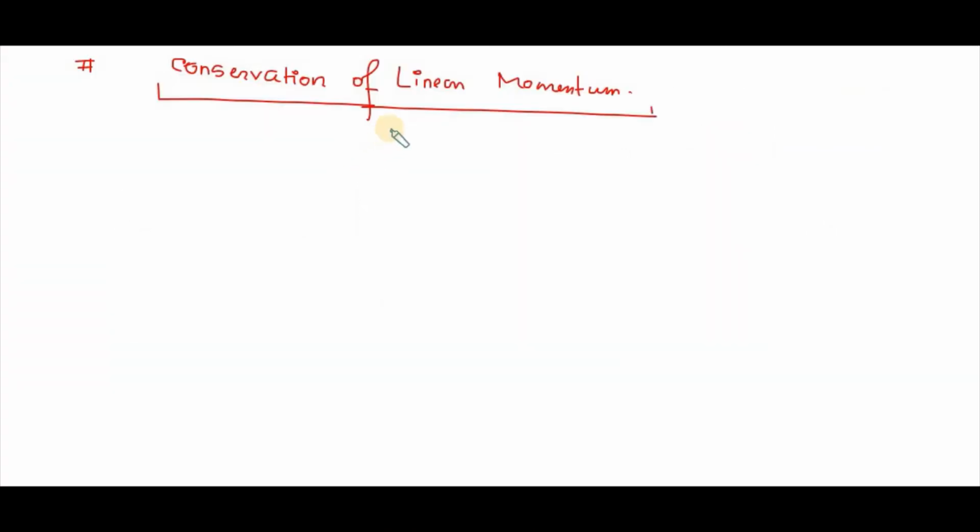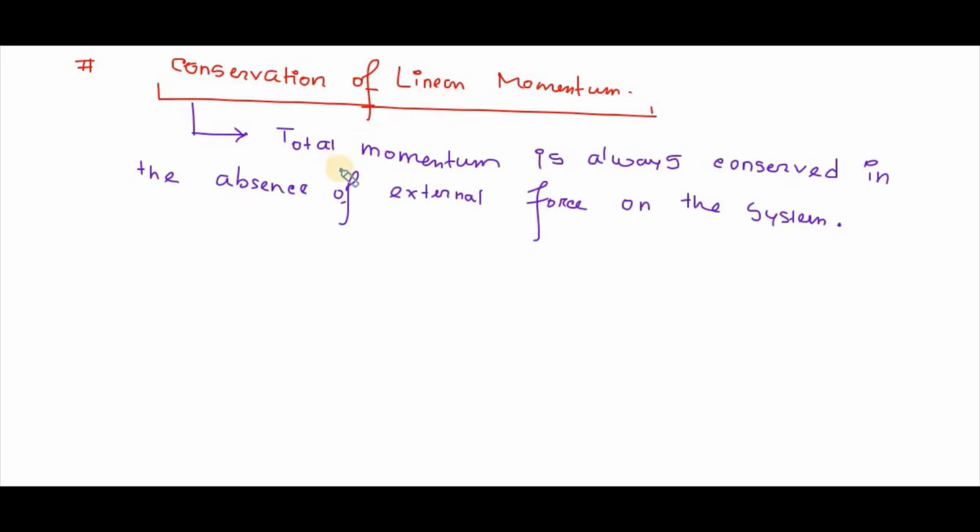Let's talk about the conservation of linear momentum. According to the conservation of linear momentum, the total momentum of any system is always conserved unless we provide an external force on the system. So total momentum is always conserved in the absence of external force on the system. Let's consider two objects moving along the same direction. This is the first object and this one is the second object.